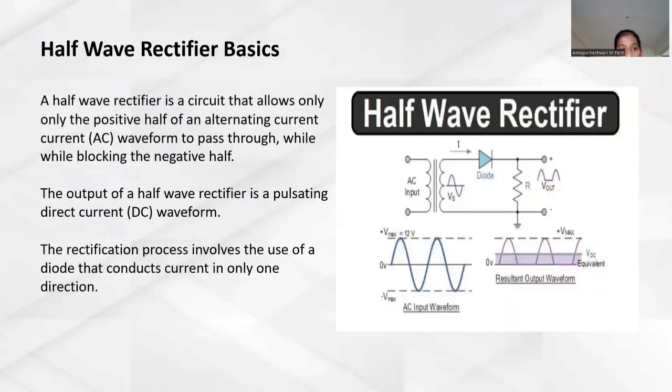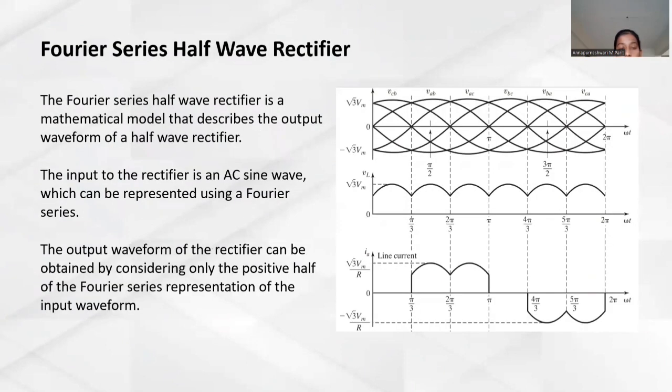Half-wave rectifier basis. A half-wave rectifier is a circuit that allows only the positive half of an alternating current waveform to pass through, while blocking the negative half. The output of a half-wave rectifier is a fluctuating direct current waveform. The rectification process involves the use of a diode that conducts current in only one direction.